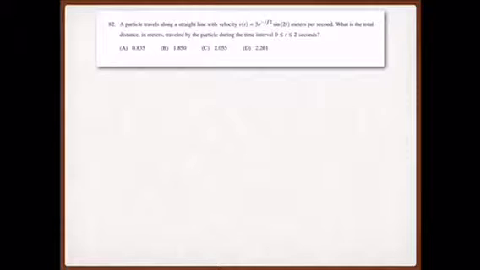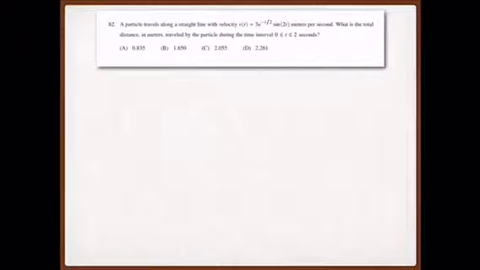Here is another example about net change. This is question 82 from AP Calculus, AP from the year 2017 with calculator part. So let's start by reading the question. A particle travels along a line with velocity v(t) equals 3 times e to the power of negative t over 2 times sine of t squared meters per second. What's the total distance in meters traveled by the particle during the interval from t greater than or equal to 0 and less than or equal to 2?